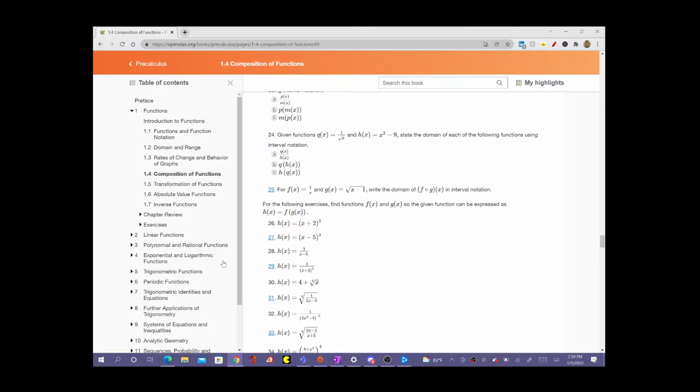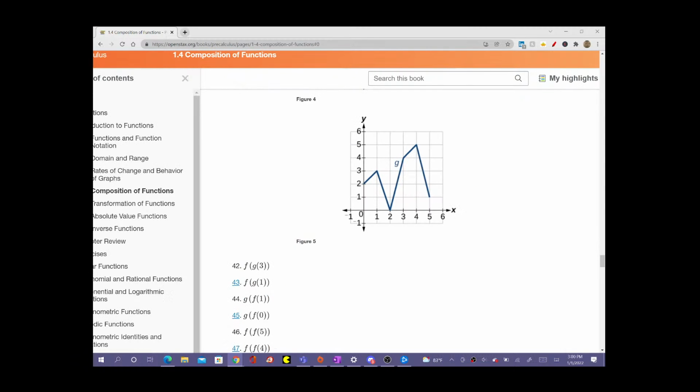For the graphing portion, it really just has to do with finding one part. It's like going inside and then out. For example, number 42, it says f of g of 3. First, we're going to find g of 3. G of 3 is right here, okay? So g of 3 is 4. So now we go up to the other graph and find f of 4. F of 4 is 0. So f of g of 3 is 0, right?